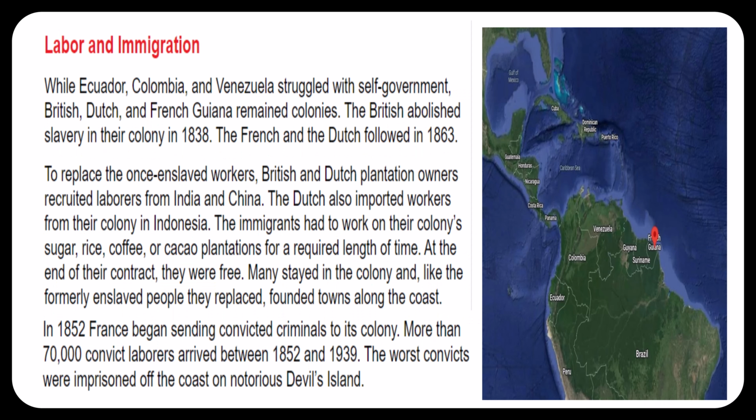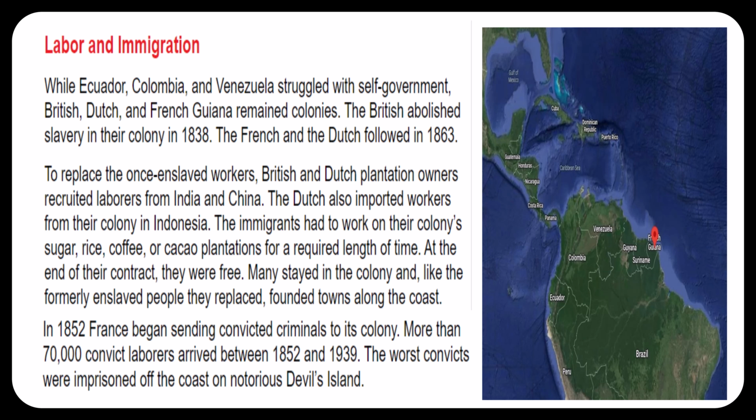Labor and immigration. While Ecuador, Colombia, and Venezuela struggled with self-government, British, Dutch, and French Guyana remained colonies. The British abolished slavery in their colony in 1838. The French and the Dutch followed in 1863. To replace the once enslaved workers, British and Dutch plantation owners recruited laborers from India and China. The Dutch also imported workers from their colony in Indonesia. The immigrants had to work on their colony's sugar, rice, coffee, or cacao plantations for a required length of time. At the end of their contract, they were free. Many stayed in the colony and, like the formerly enslaved people they replaced, founded towns along the coast.